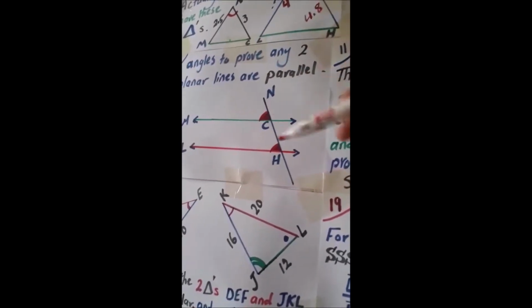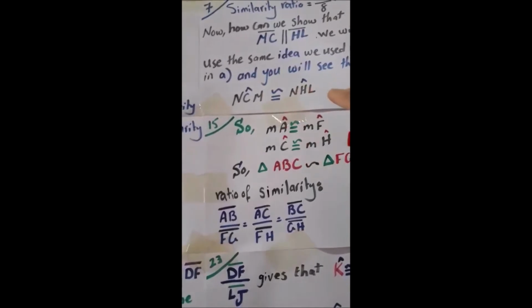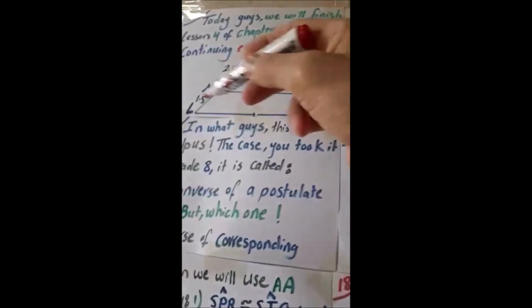So that means if we can prove that this angle and this angle are congruent, then these two lines MC and LH are parallel. Excellent. Because of this, the fact that these two angles are congruent helped me prove that the two lines MC and LH are parallel. So when we prove that the angles NCM and NHL are congruent, by using the converse of the postulate, the converse of corresponding angles, we prove that MC and HL are parallel lines.